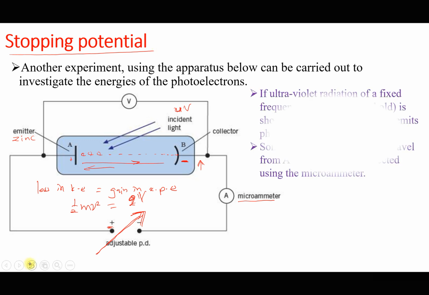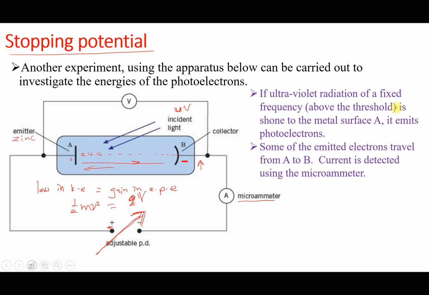So in a nutshell, I've just said that if ultraviolet radiation of a fixed frequency, which is of course above threshold, is shone on the metal surface A, it emits photoelectrons. Some of these emitted electrons travel from A to B, and if electrons travel from A to B, the circuit is going to be complete, and we expect the microammeter to detect a current. It is a microammeter because the current we expect to detect is very, very small.